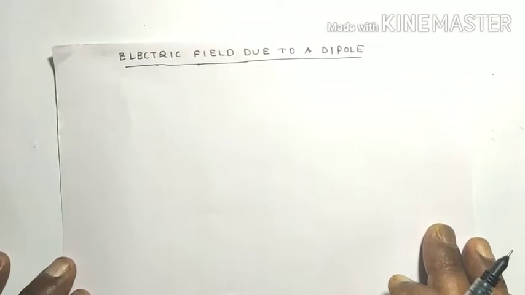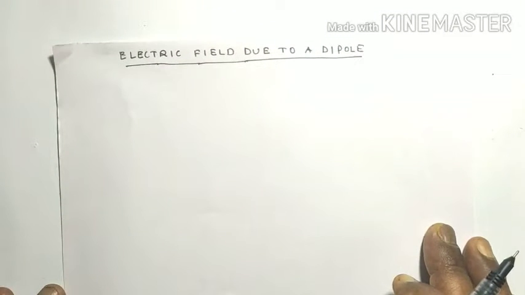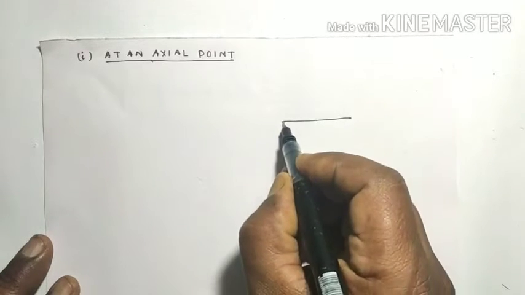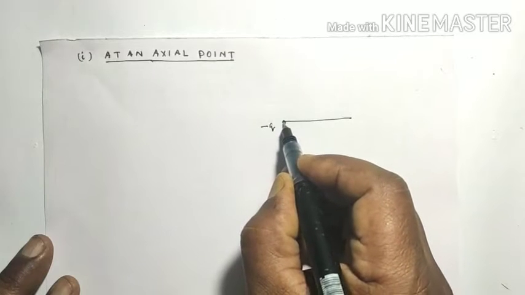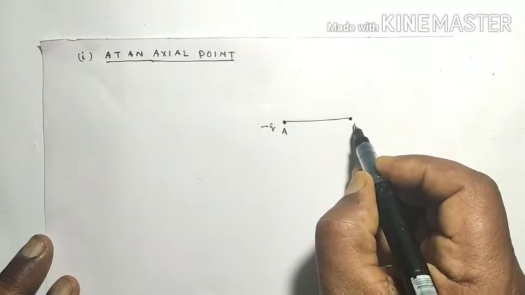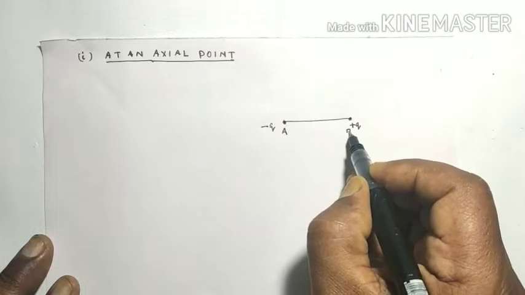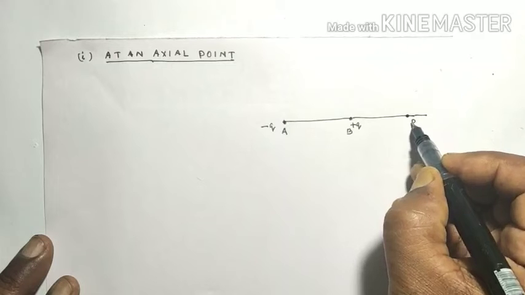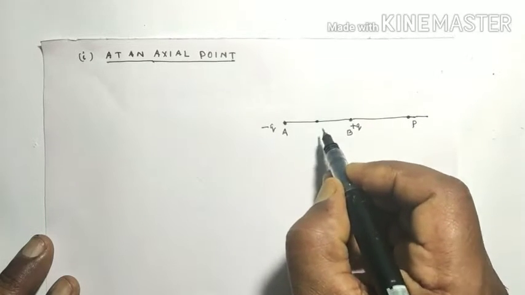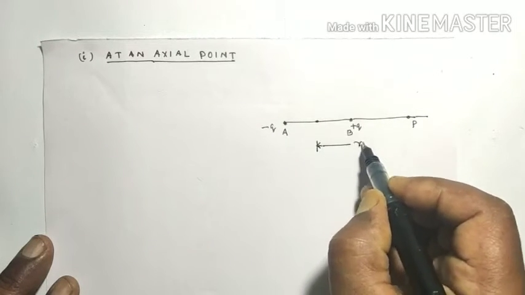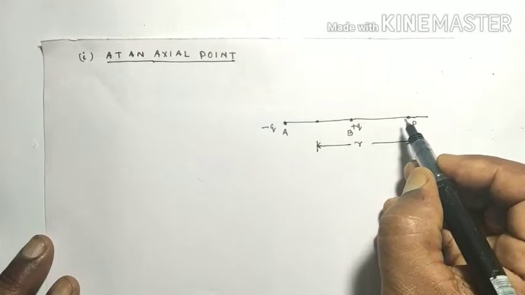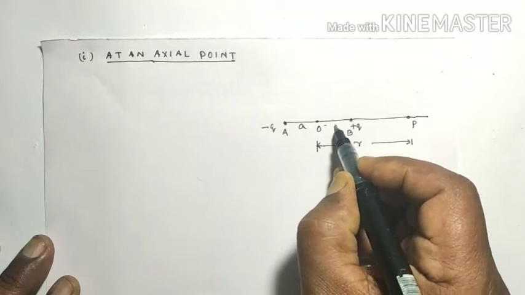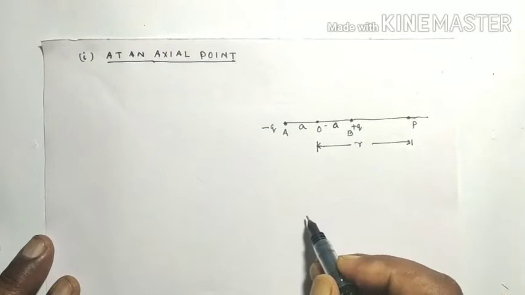Let us discuss the electric field due to a dipole. So let us draw the diagram. This charge is minus q. It is located at A. Another charge is plus q. It is located at the point B, and this is the dipole axis. We take a point P here. Let small r be the distance of field point P from the dipole center O. OA is small a, OB is small a.